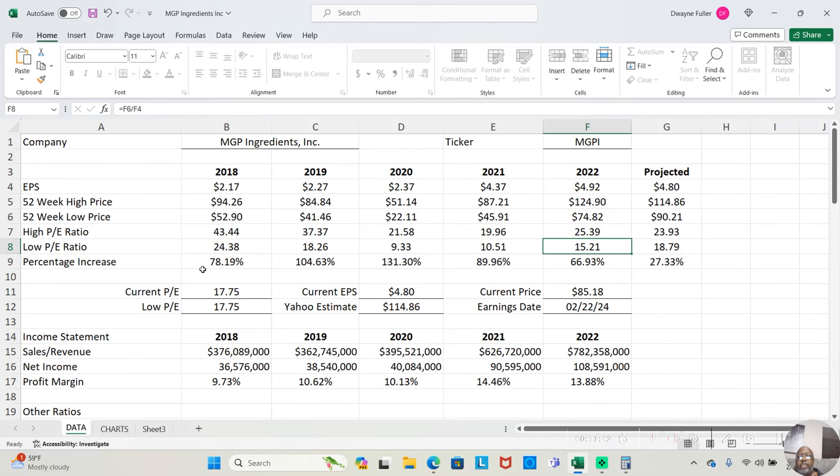This year, it's projected that the increase could just be 27.33%. It could be much higher, but it could just be an increase of 27.33%. Now, guys, we are going to jump into the fundamentals for this company.